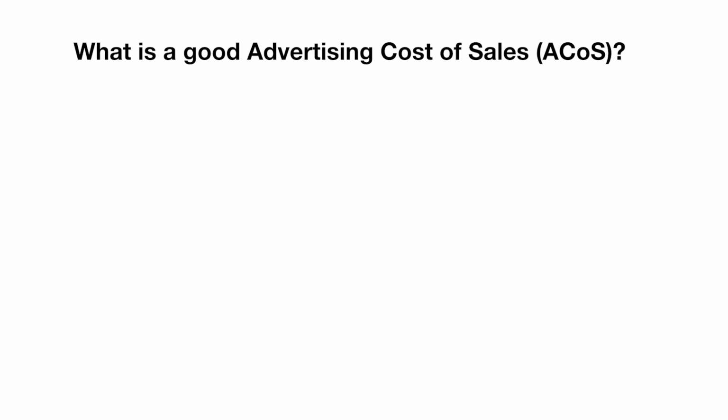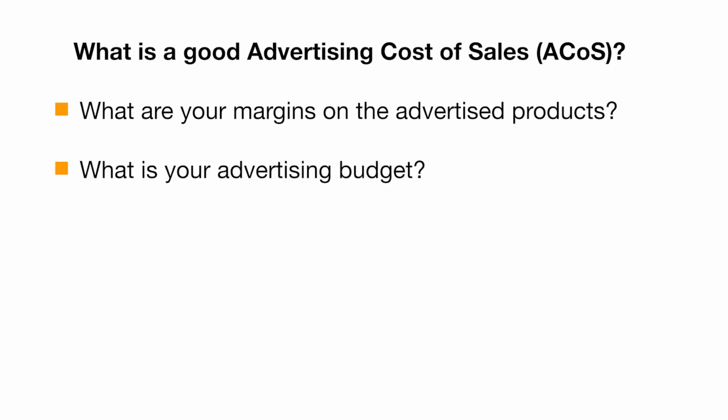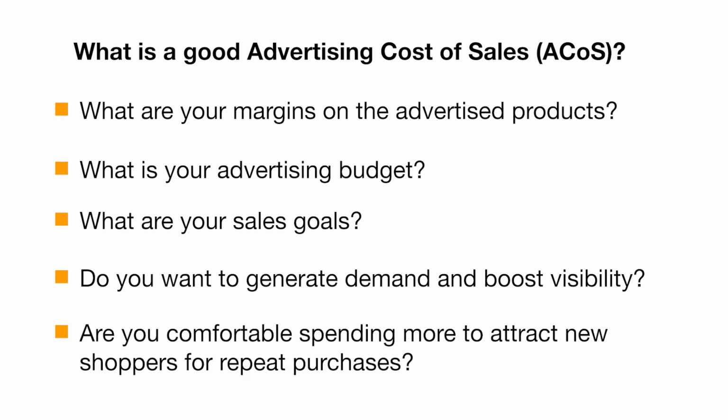So what is a good ACoS? That depends on your business, but here are a few things to consider. What are your margins on the advertised products? What is your advertising budget? What are your sales goals? Do you want to generate demand and boost visibility? Are you comfortable spending more to attract shoppers for repeat purchases? Your business objectives will help you determine your target ACoS.